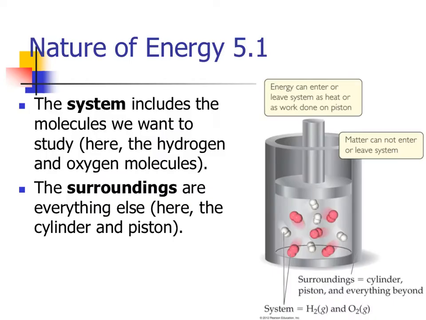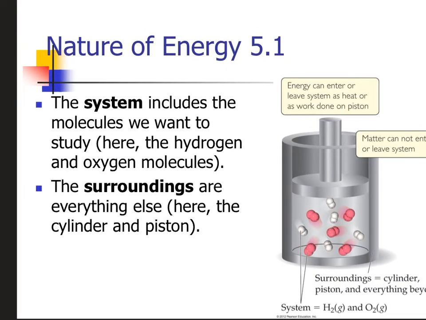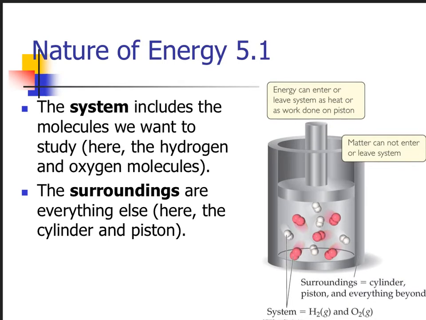First thing we will need to discuss is what is a system and what is the surroundings, because that tends to be one of the biggest problems that I see students having: not understanding what is the system and what is the surroundings, the things that are around it. If we look at this example, the system is the part that is the inside. The system is the red and white molecules that we have here.